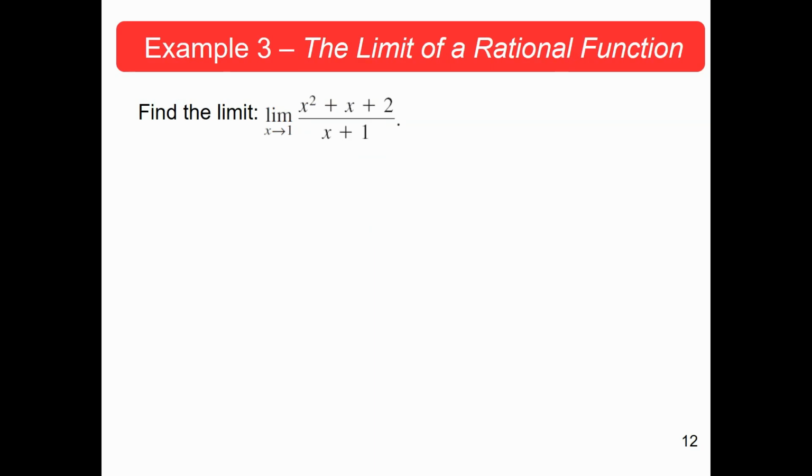What about this one? Once again, we've got a polynomial. Now, there are restricted values here, right? I know negative 1 is a restricted value, but I'm not going to that restricted value, so I could care less. I'm going to plug it in. 1 squared plus 1 plus 2 over 1 plus 1. That's 1 plus 1 is 2 plus 2 is 4 over 2, which is 2.